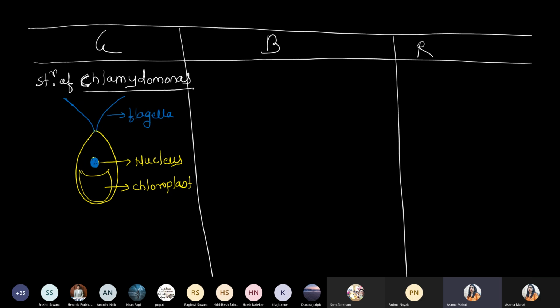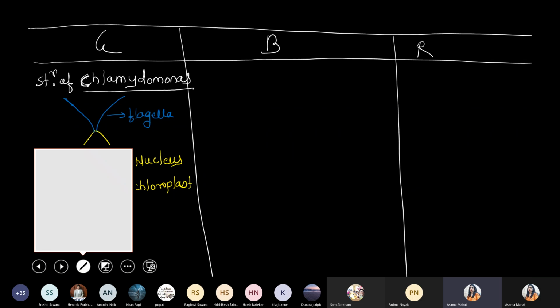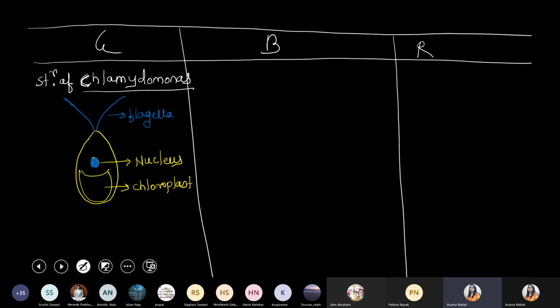Now we shift toward brown algae, that is Phaeophyceae. In case of Phaeophyceae, we are taking 3 structures. One is laminaria, another is fucus, and the third is dictyota, because it has one typical structure, the frond, a leaf-like structure. So first of all, we draw that typical structure. First we draw the structure of laminaria.